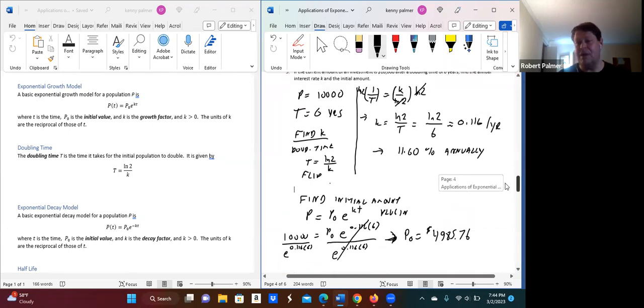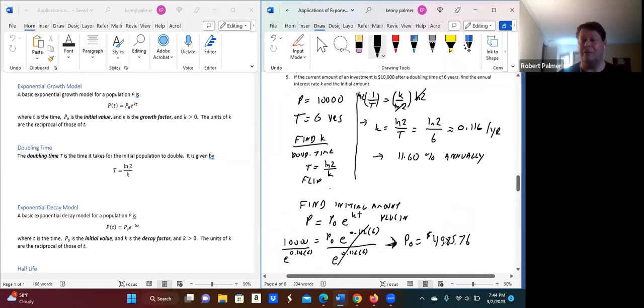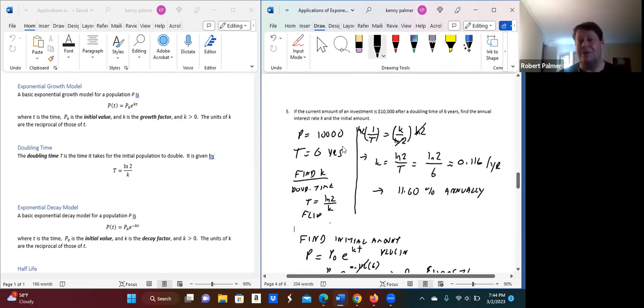Okay. So what this is saying is if you put this amount of money in the bank right now at this interest rate, then in 6 years, it'll double.